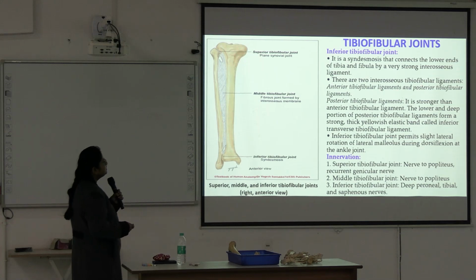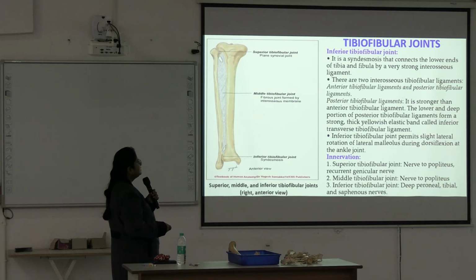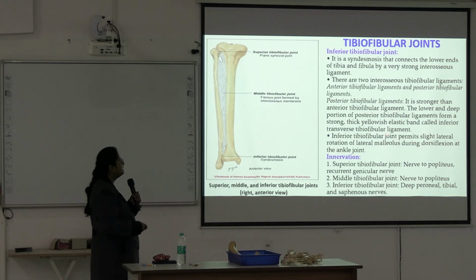There are two interosseous tibiofibular ligaments: anterior tibiofibular ligament and posterior tibiofibular ligament. The posterior tibiofibular ligament is stronger than the anterior, and the lower and deep portion of the posterior tibiofibular ligament forms a strong, thick, yellowish elastic band called the inferior transverse tibiofibular ligament. The inferior tibiofibular joint permits slight lateral rotation of the lateral malleolus during dorsiflexion at the ankle joint.